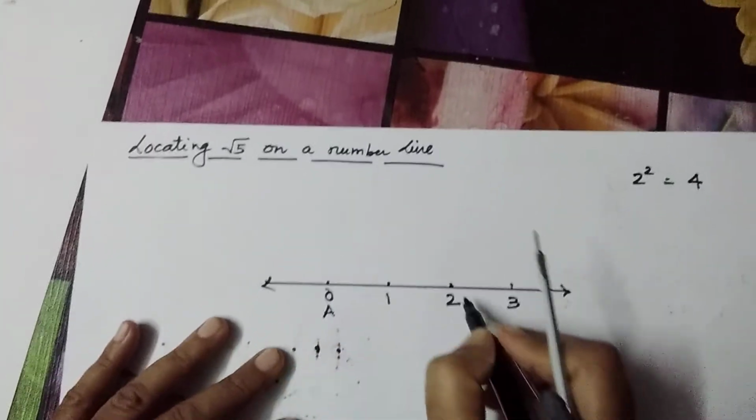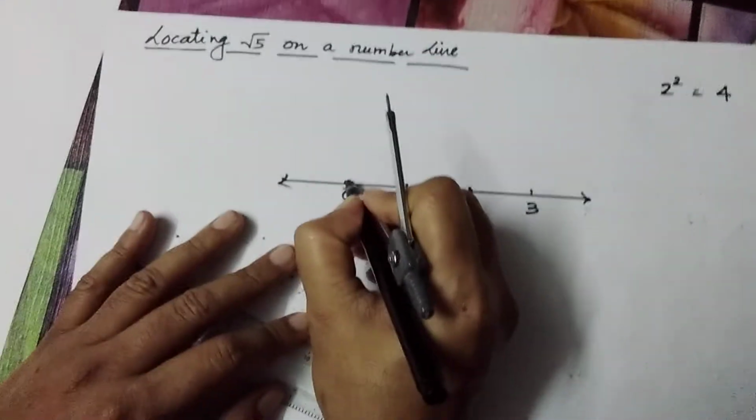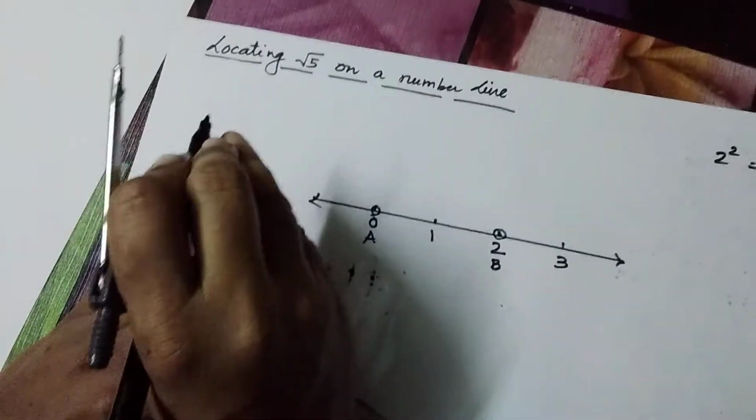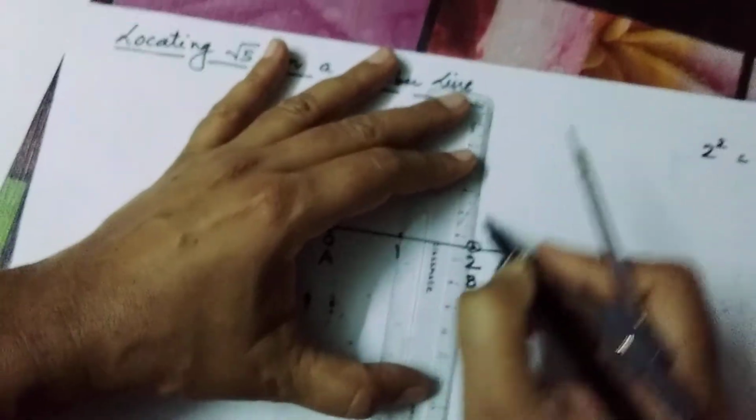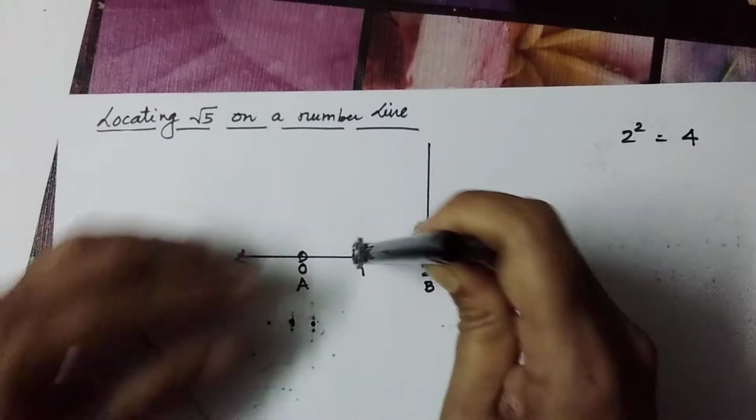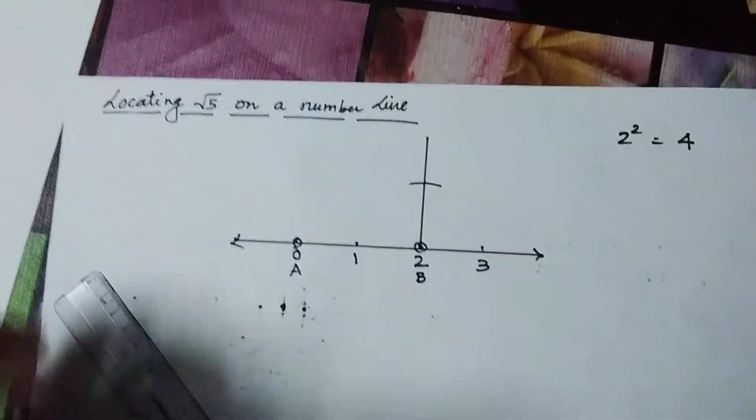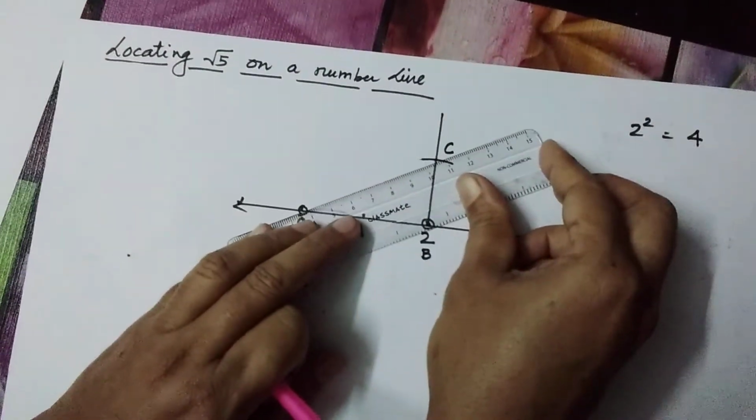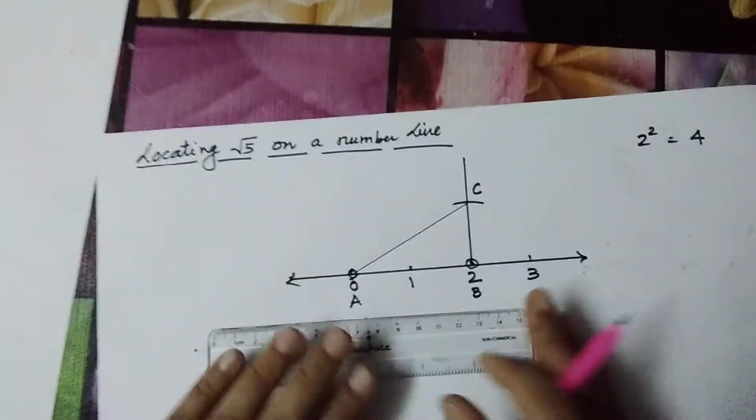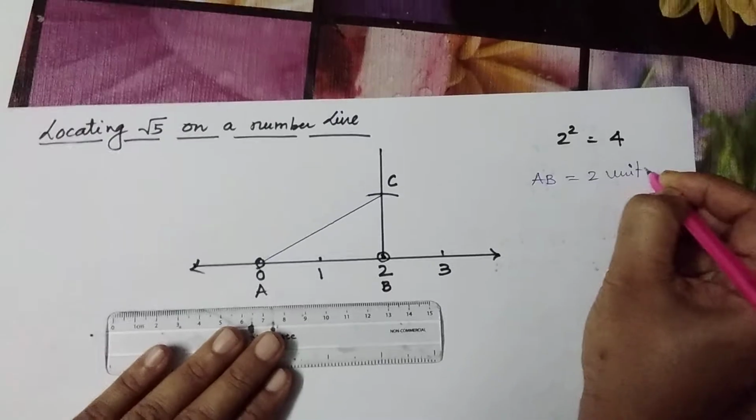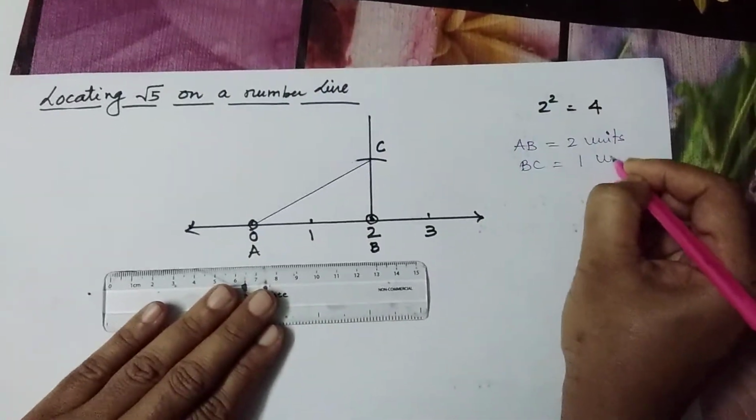Let this point be point A, and here at 2 let this point be point B. Now at B we have to make a perpendicular by the procedure which I have shown earlier. Here I am making directly, but you can follow the procedure. And here we have to choose 1 unit height. So this is 1 unit height, and let this point be point C. We can join A to C. So you will observe here AB distance is equal to 2 units, BC distance is equal to 1 unit.